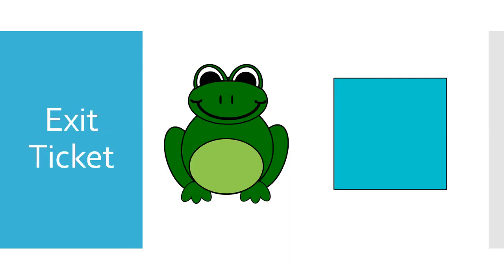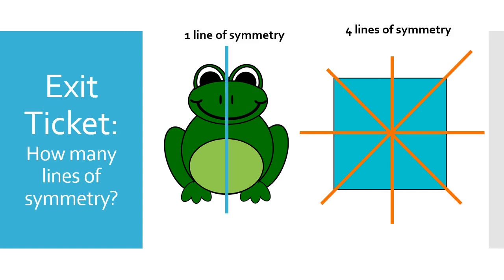Exit ticket. Draw lines of symmetry, pause, and play to get your answer. I have 1 line of symmetry on the frog and 4 lines of symmetry on the square.